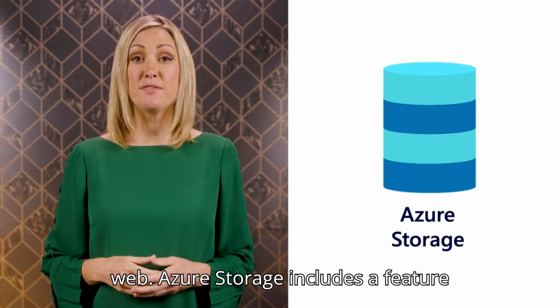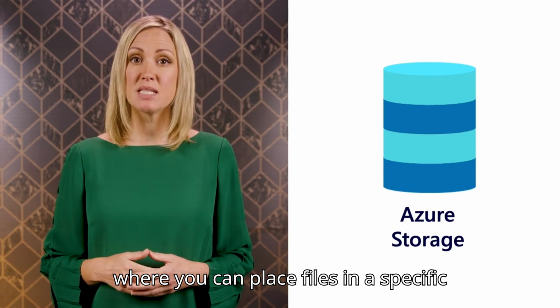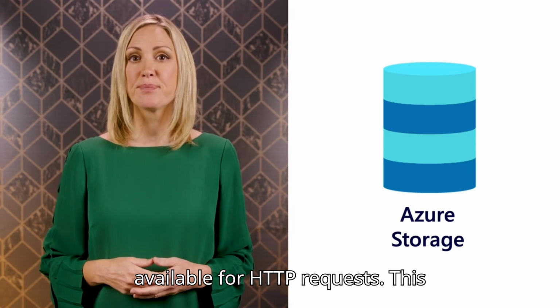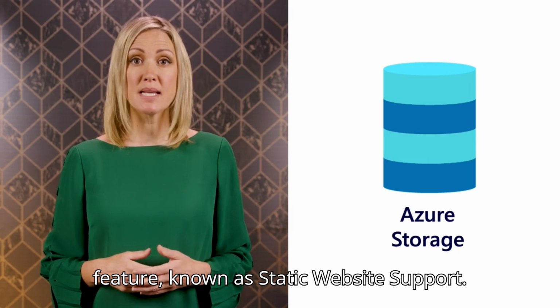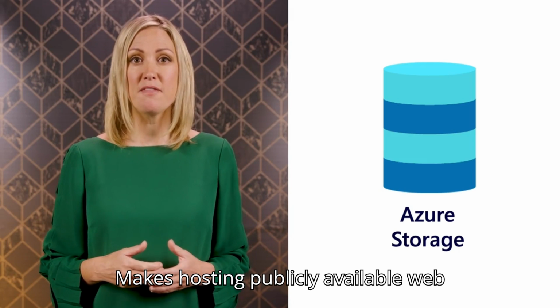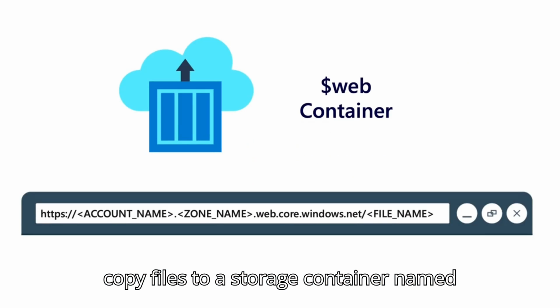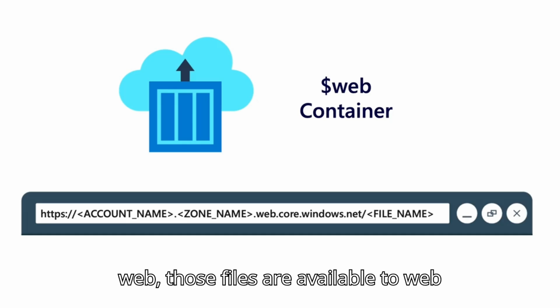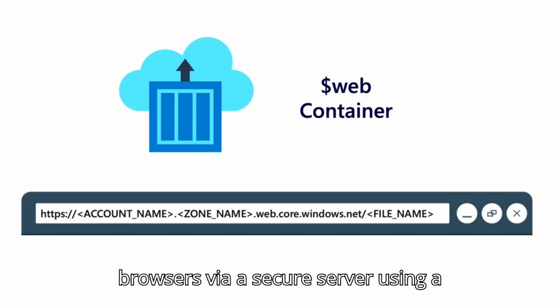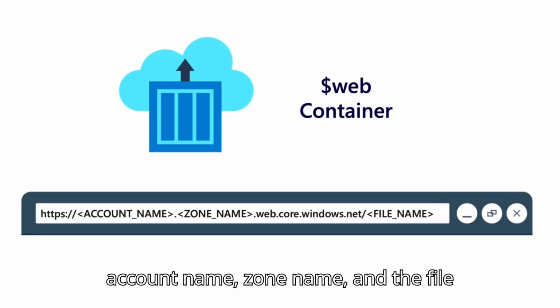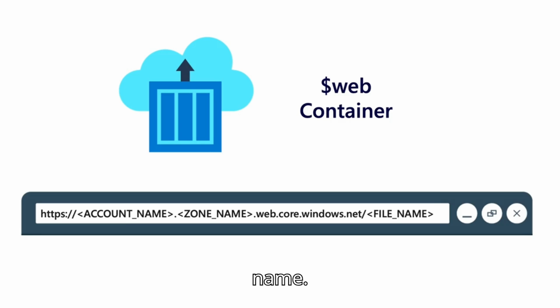Azure Storage includes a feature where you can place files in a specific storage container, which makes them available for HTTP requests. This feature, known as static website support, makes hosting publicly available web pages a simple process. When you copy files to a storage container named $web, those files are available to web browsers via a secure server using a specific URI scheme, which includes the account name, zone name, and the file name.